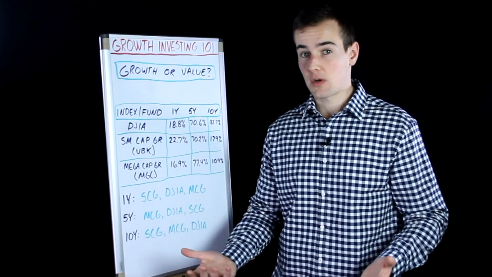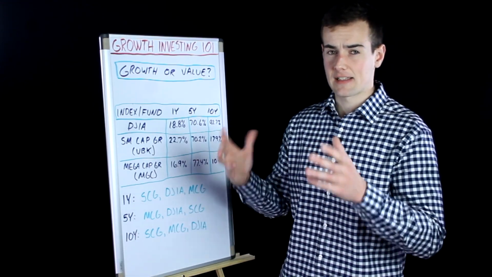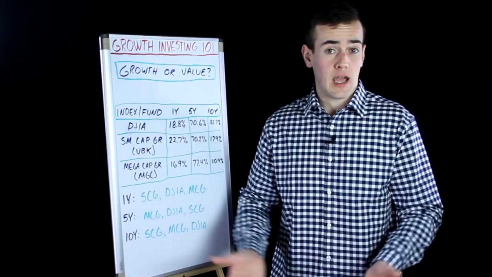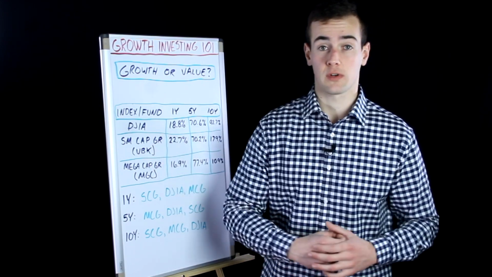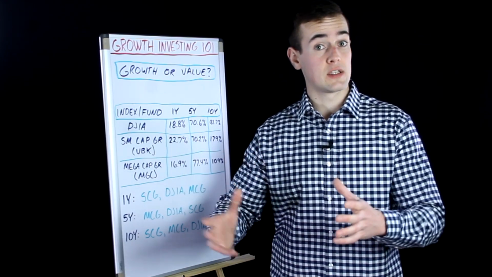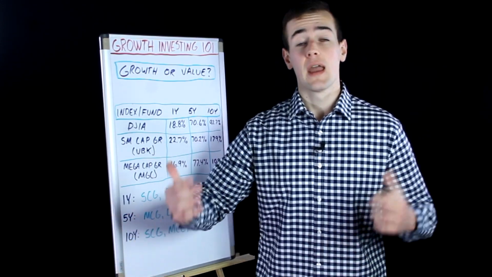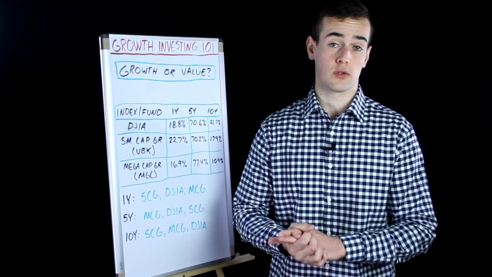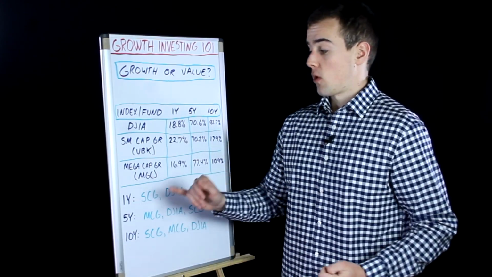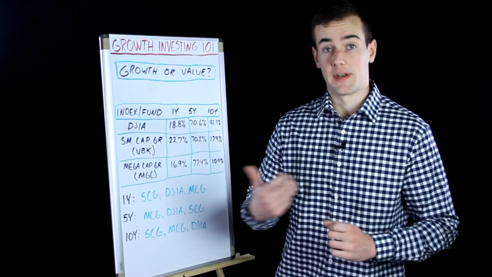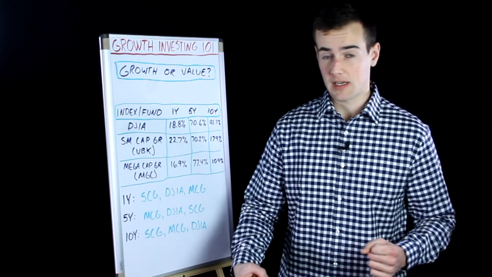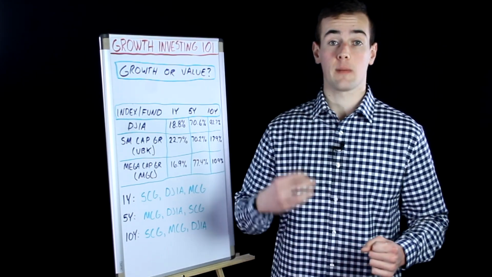So what you should be gathering by looking at numbers like this is that it's not the same in the same time frame. You're not going to see the Dow Jones Industrial Average performing better than these all the time. You're not going to see small cap performing better than mega cap all the time. It's going to be different depending on what time frame you're looking at. So over the last year, small cap growth was the best performer. The Dow Jones Industrial Average came in second place, and the Mega Cap Growth Fund came in third place.